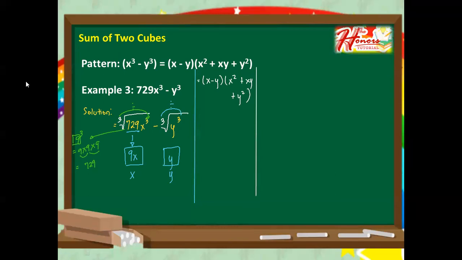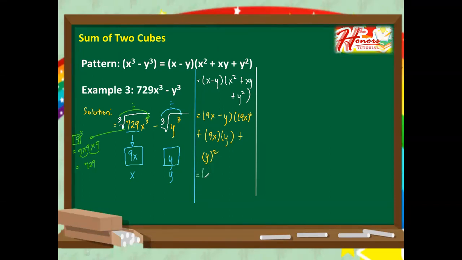Let's substitute the given. For x, we have here 9x minus y, that is still y, times the quantity of x, so that is 9x raised to 2, plus x again, so that is 9x, times y, so that is y, plus y again, so that is y raised to 2. Let's solve.